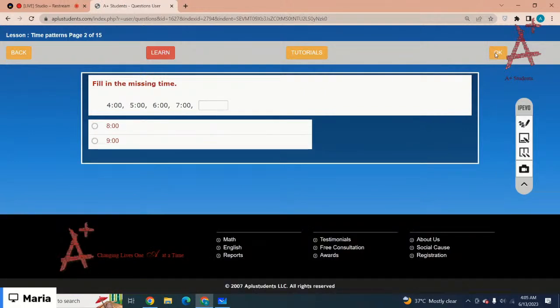Okay, the next one is fill in the missing time. So which is the correct option?